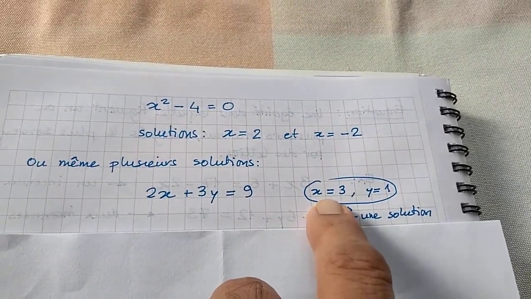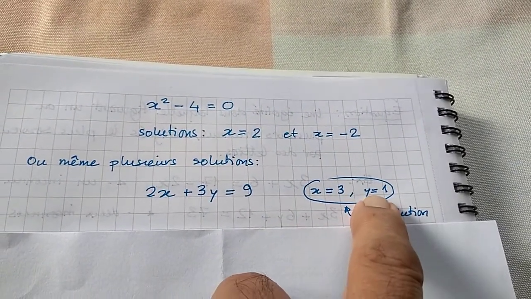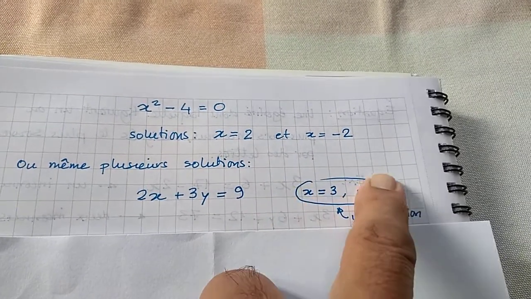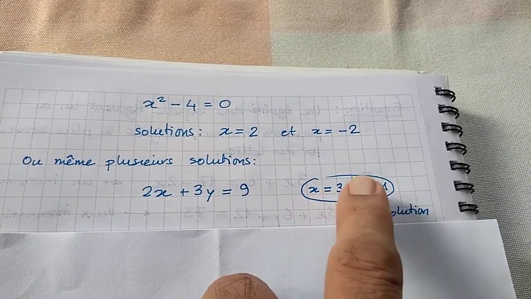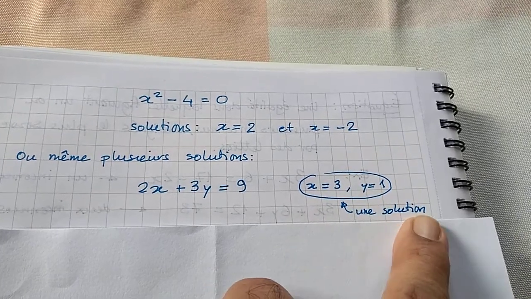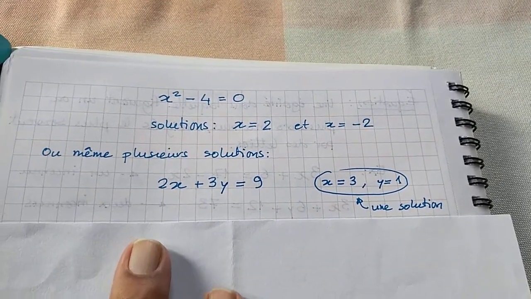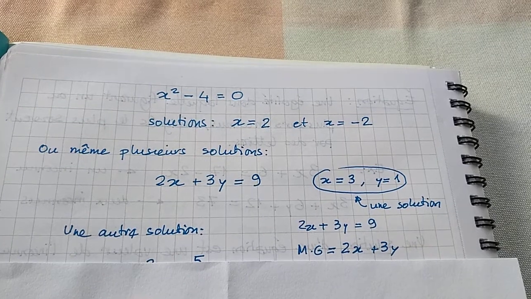No? Don't think that x is equal to 3 is one solution and y is equal to 1 is another solution. This combination of numbers, x is equal to 3, y is equal to 1 is one solution, une solution. But we can take another solution.